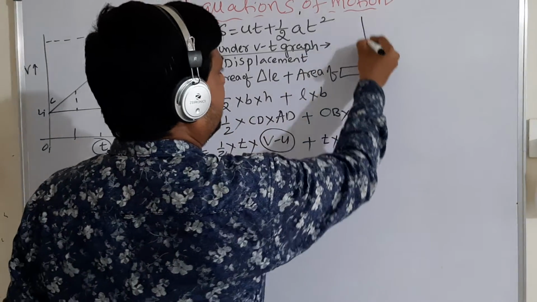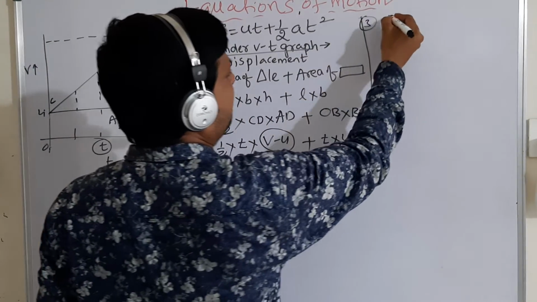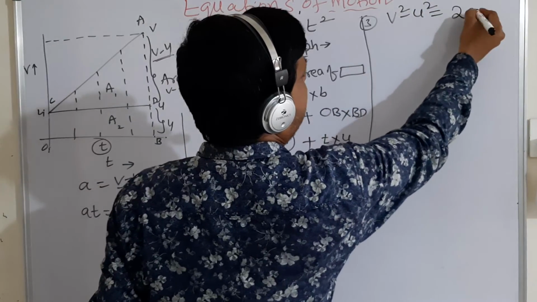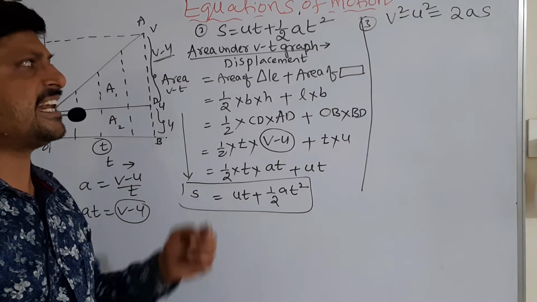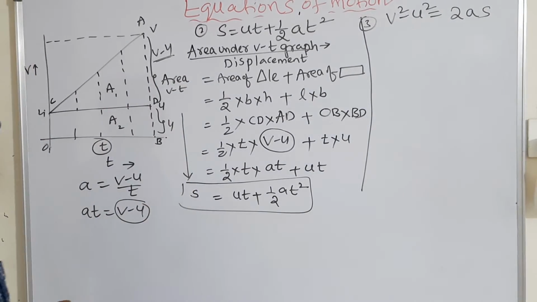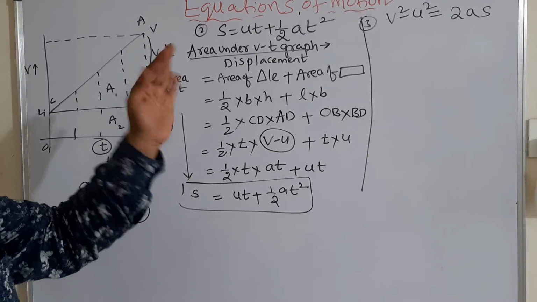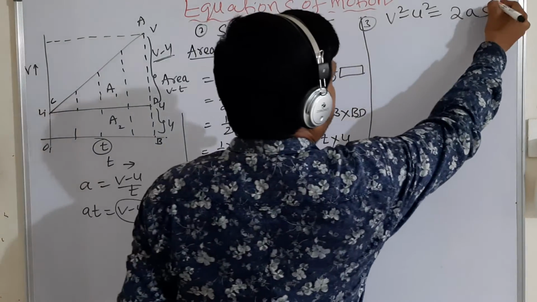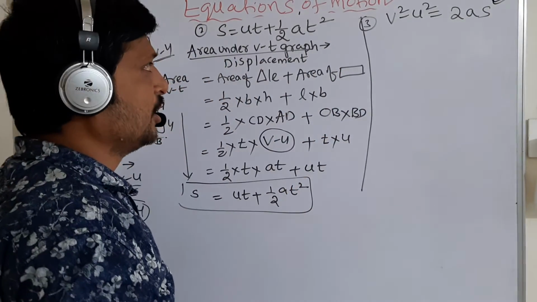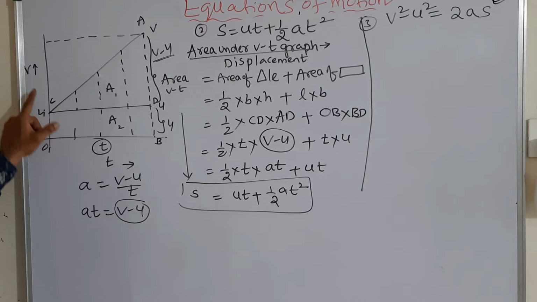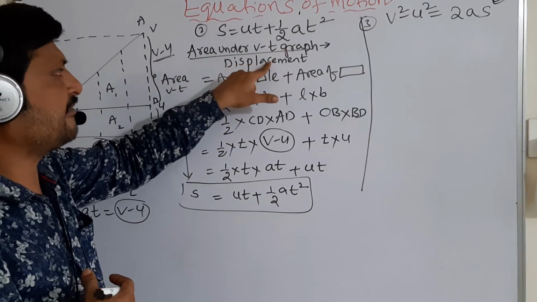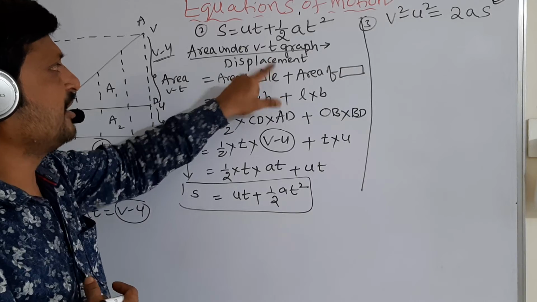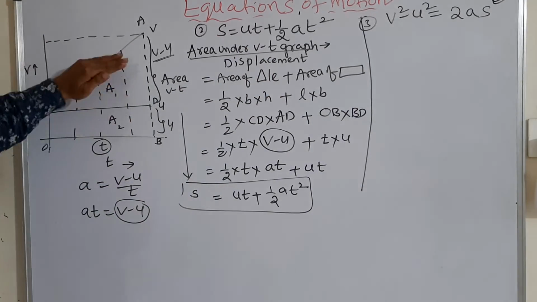Next is the third one. What is the third equation of motion? V square minus U square equals 2AS. In the third equation of motion, there is no involvement of T, so ignore T. Next, S is there. S means displacement. How can you find displacement from the velocity time graph? In a velocity time graph, displacement is nothing but the area under the VT graph. That means find this area.